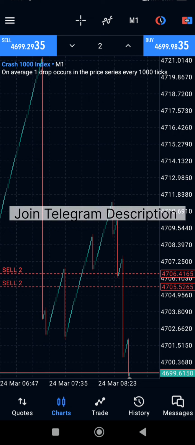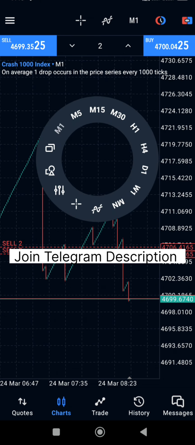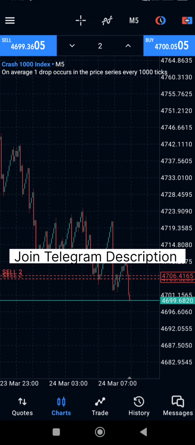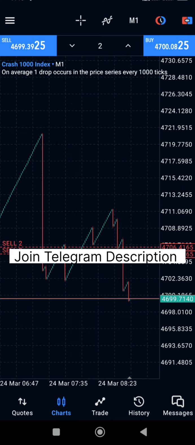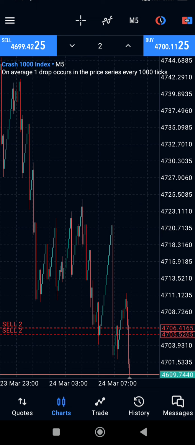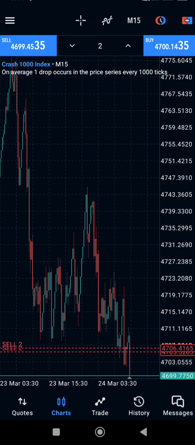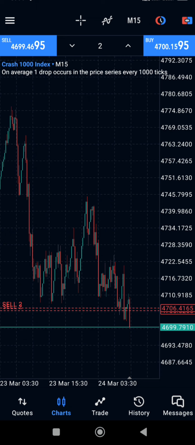So guys, we can see this is exactly what I've been telling you, that trading is very simple. You just need to follow the rules of the market so that you know exactly what is happening. And remember that we are on Crash 1000 index on 1 minute time frame. Then we can switch to 15 minutes time frame, 5 minutes time frame, and this is 15 minutes time frame trade. You can see that this trade has been coming down for a while now.